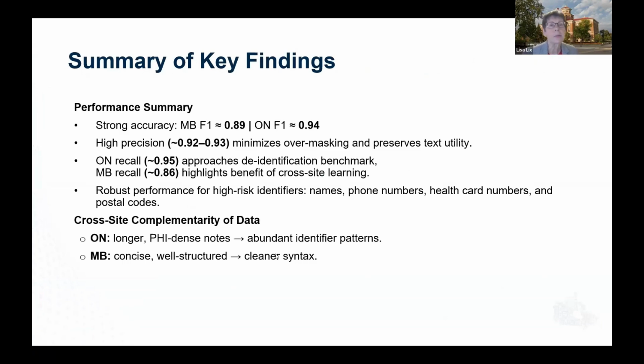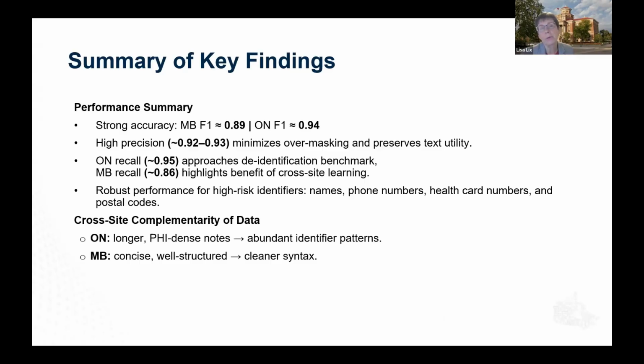So just in summary, we found fairly good accuracy with our results. And I think part of the value of the work that we've done is the cross-site complementarity of the data, where we've got in Ontario longer and denser notes. So there's a lot of identifiers, and that may help with the identification of some of the patterns. Whereas in Manitoba, the notes are more concise and more structured. And so there's a difference there in how well the algorithm works across these different kinds of notes.